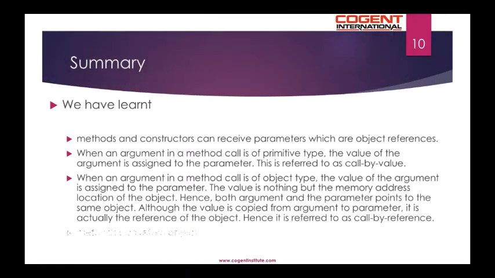To summarize, we have learned that methods and constructors can receive parameters which are object references. When an argument in a method call is of primitive type, the value of the argument is assigned to the parameter. This is referred to as call by value. When an argument in a method call is of object type, the value of the argument is assigned to the parameter. The value is nothing but the memory address location of the object. Hence, both argument and parameter point to the same object. Although the value is copied from argument to parameter, it is actually the reference of the object. Hence, it is referred to as call by reference. And we have also seen that methods can return object references.